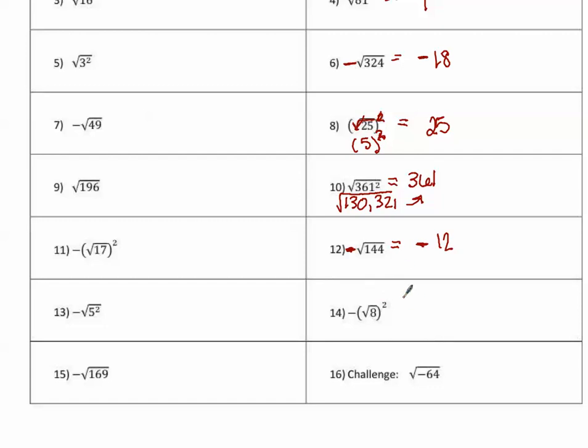Number 14, notice you have the negative on the outside. So your answer is going to be negative. Remember, a square root and a square, they are opposites. So they do cancel to give you what's left underneath the house. Your final answer will be negative 8.